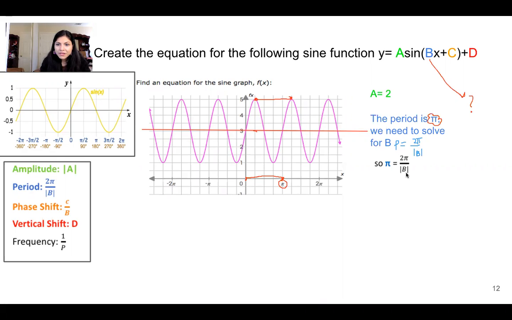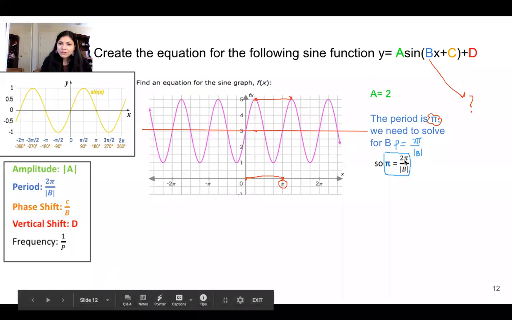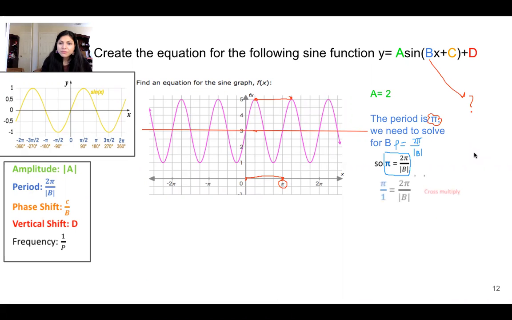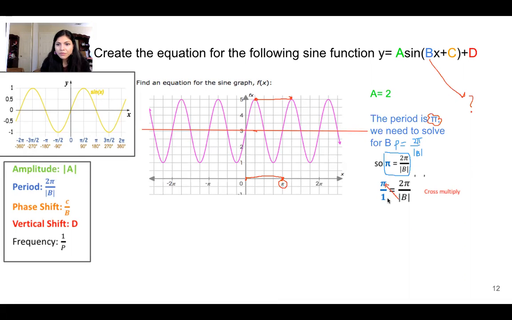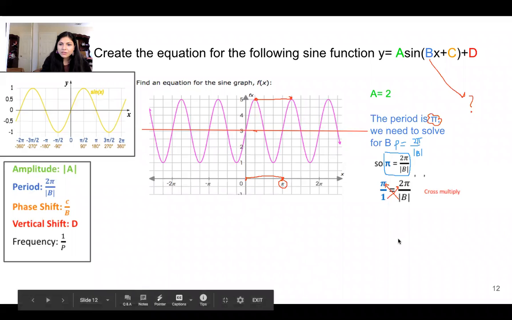So I have this. And once I have this set up, our goal is to solve for the B term. We want to figure out what B is. Okay, cool. So this is the strategy. To solve for B, what we need to do is put pi over 1. Once we do that, we can cross multiply. So that's what I'm going to do next. We're going to cross multiply. And again, the goal is to solve for B. So I'm going to cross multiply like so. And once I do that, this is what I get.